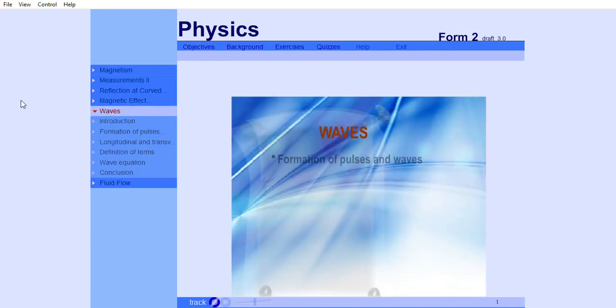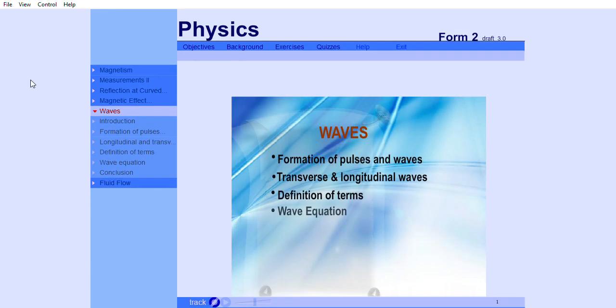Waves. Subtopics: formation of pulses and waves, transverse and longitudinal waves, definition of terms, wave equation.